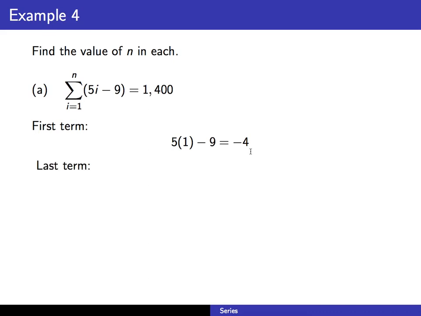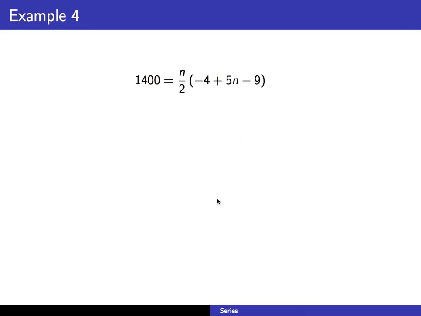Our last term is what we get when we plug in our upper limit, which in this case is 5 times n minus 9. Then we have the sum is 1,400. It's half the number of terms, n over 2, times our first term, negative 4, plus our last term, 5n minus 9. Simplifying inside the parentheses, we get 5n minus 13.